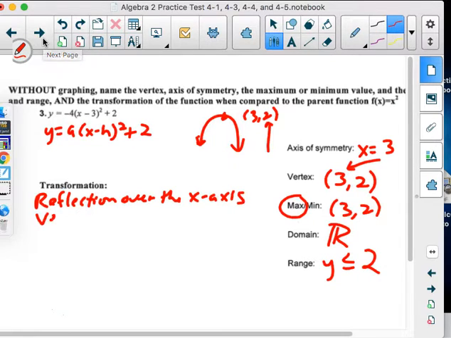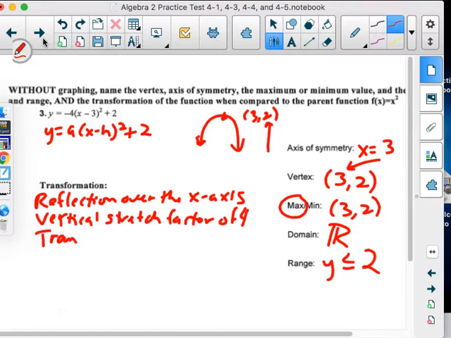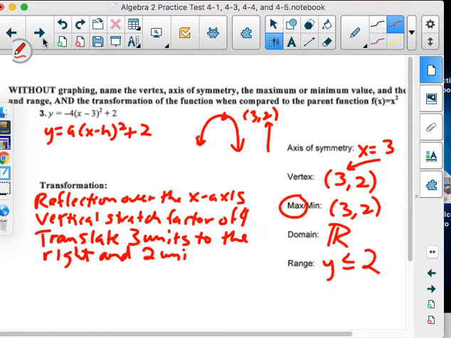The 4 is a vertical stretch, factor of 4. Then we have the x minus 3. Well, that is translate 3 units to the right, keeping in mind that that's the opposite of what we see, and a plus 2 would be 2 units up.